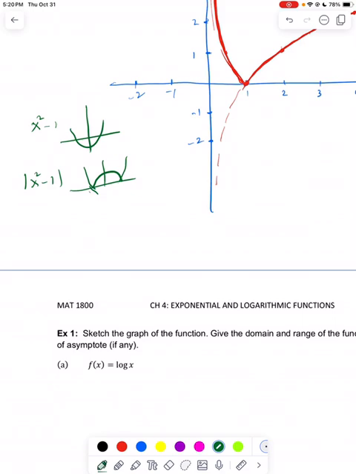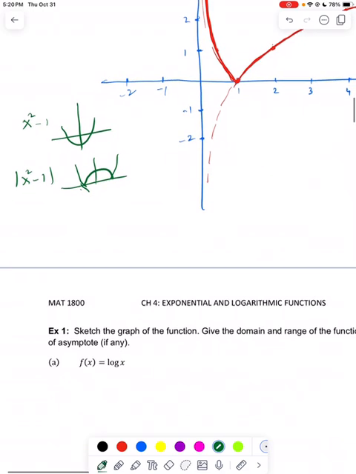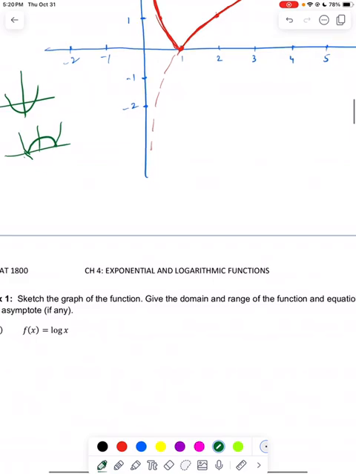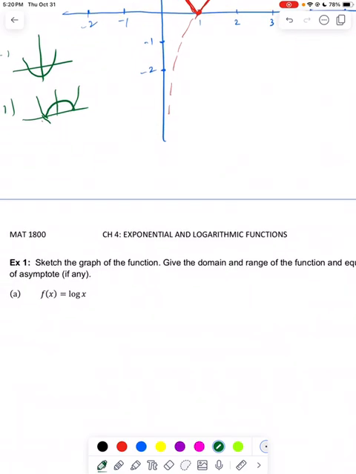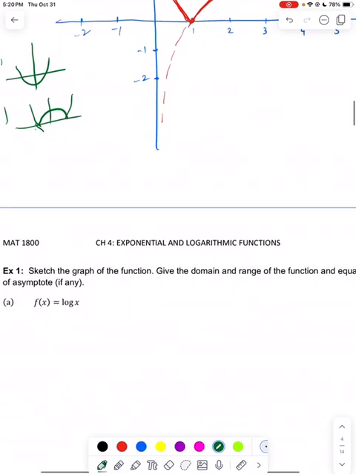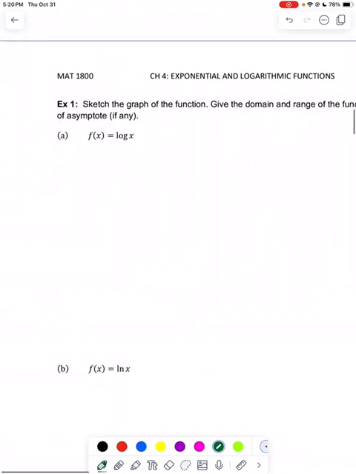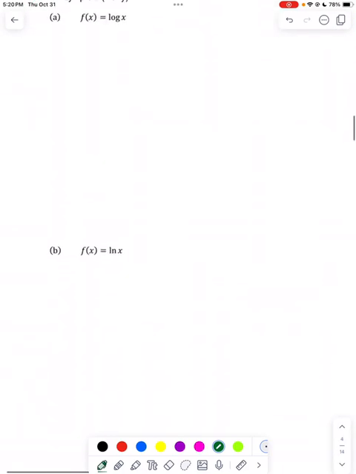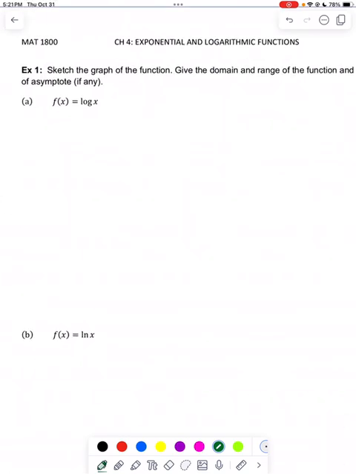Okay, so now the next example is asking you to sketch the graph of log of x and then ln of x. So I will let you guys try this. Remember, you can use the same technique that we have done before. So here you can make your table with powers of 10. So you can have 10 to the -1, 10 to the 0, and 10 to the 1.